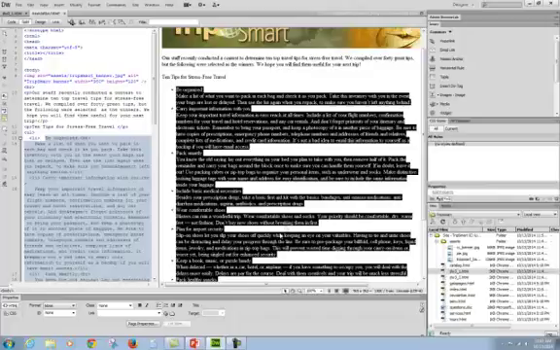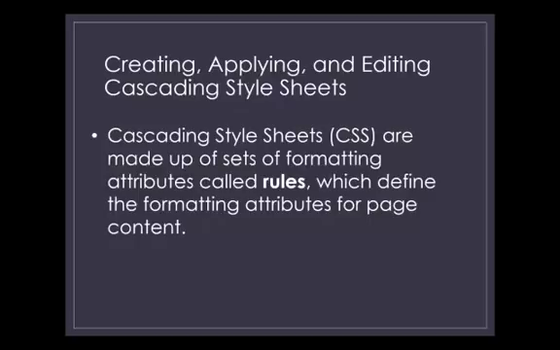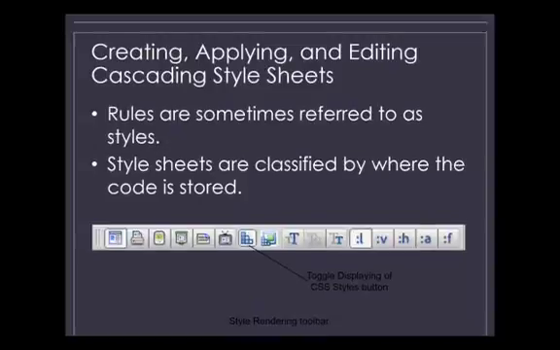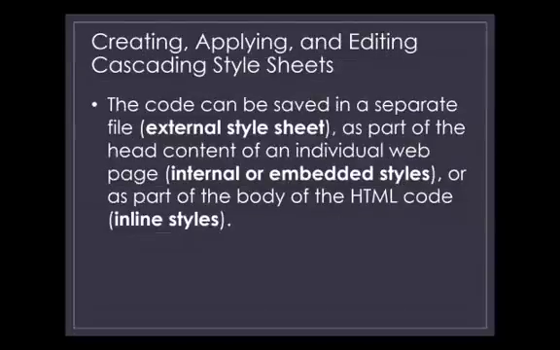format this text here. Now we're ready to start talking about cascading style sheets or CSS. These are made up of sets of formatting attributes called rules, which define the formatting attributes for the page content. Rules are sometimes referred to as styles, and style sheets are classified by where the code is stored. So if the code is stored in a separate file, we call that an external style sheet. If it's part of the head content of an individual web page, we call that internal or embedded style. And if it's part of the body of the HTML code, we call it an inline style.